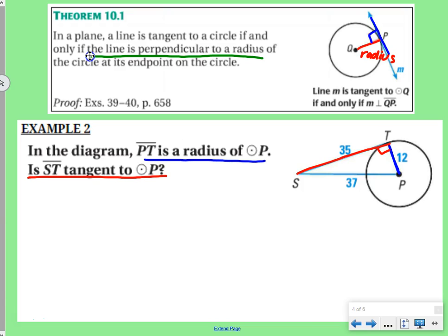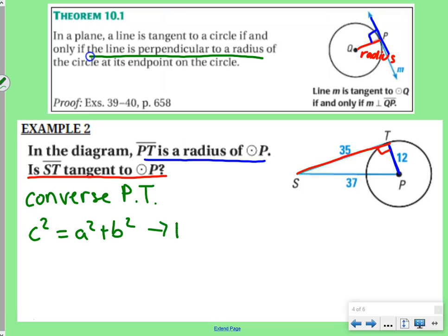So we are back to Pythagorean theorem. We want to know, is that a right triangle? So we want to use the converse of the Pythagorean theorem, which states if c squared equals a squared plus b squared, then it is a right triangle. So let's look. Across from the right angle, 37 would be our hypotenuse, which would be our c. Then we have our two legs, 12 and 35.